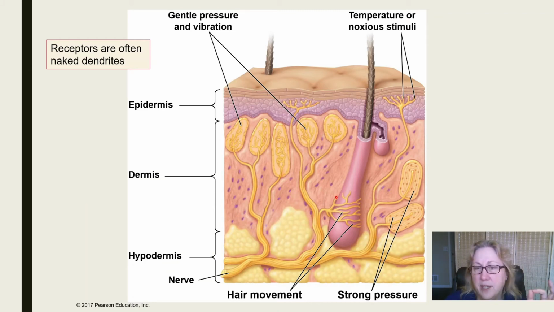We also have the ability to detect when hairs anywhere on our body are moved, either by touch or by wind, for example. We can feel that. And we also have pain receptors that are naked dendrites.